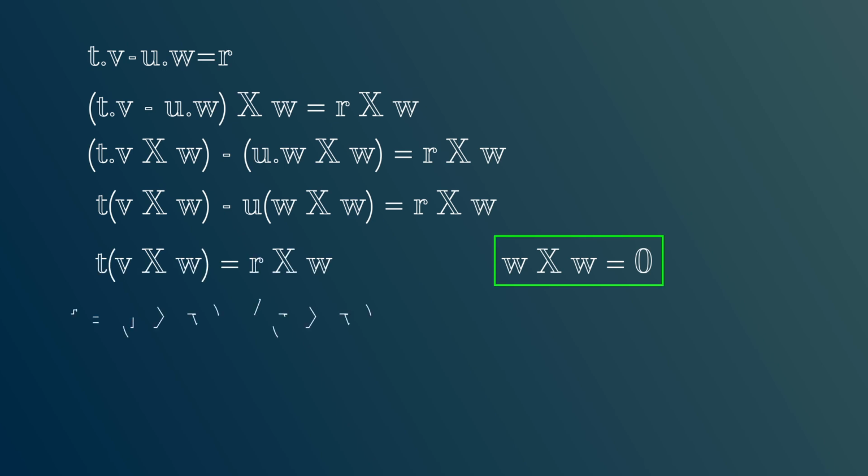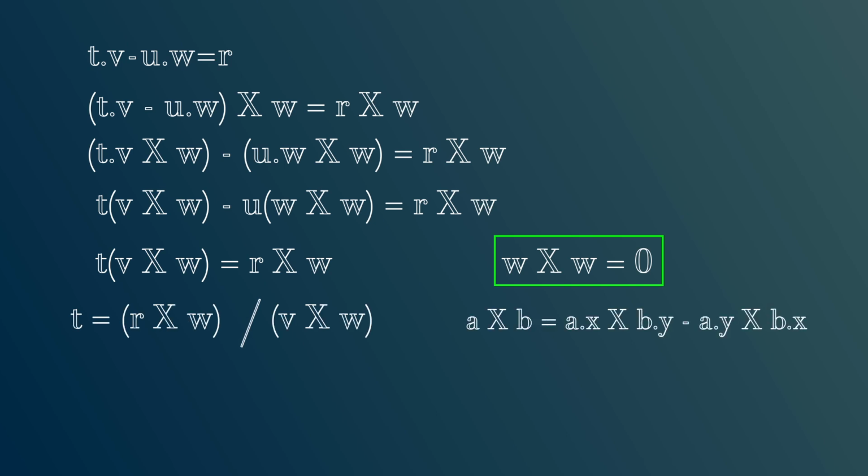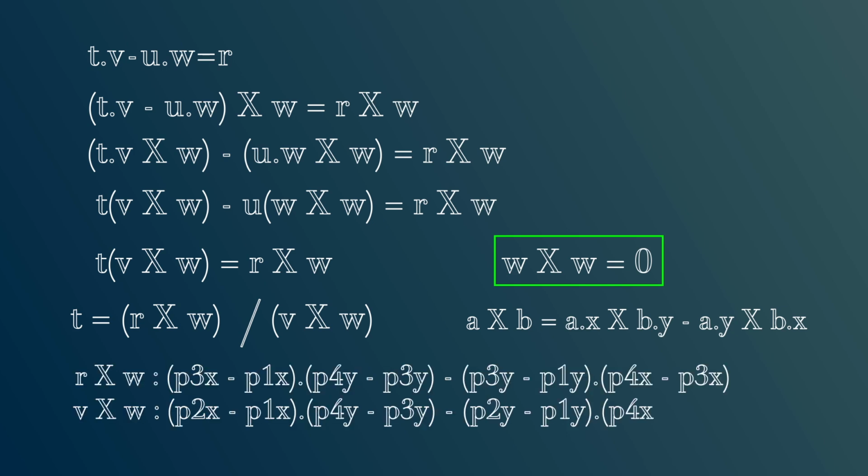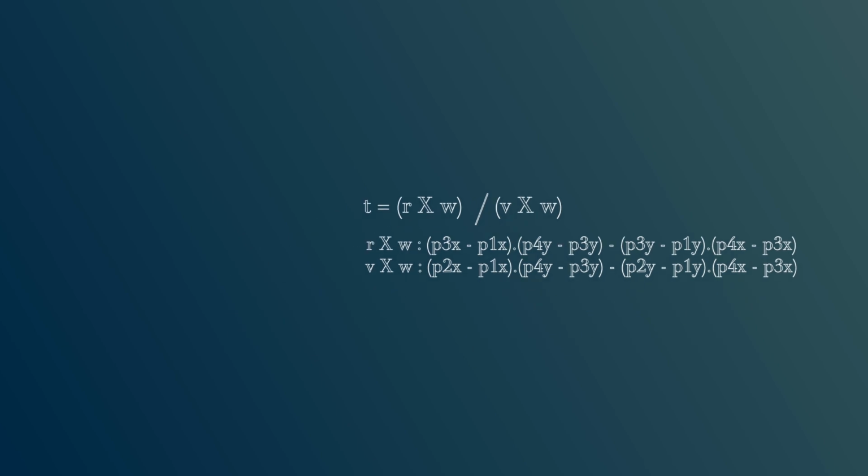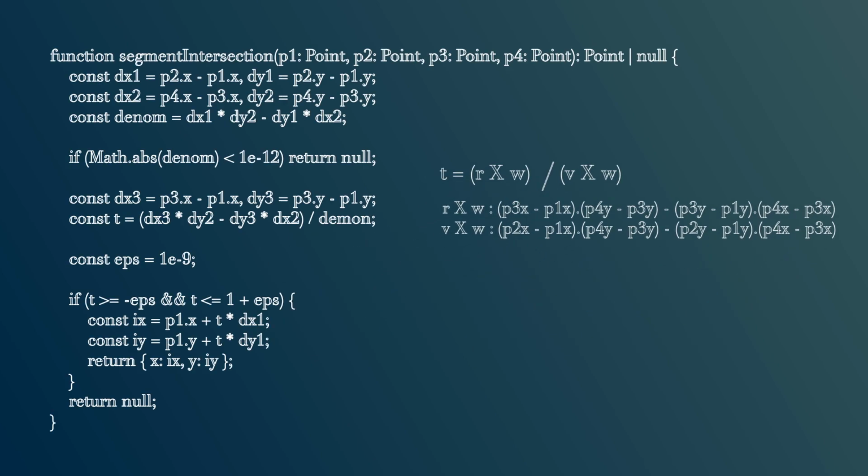We can now isolate t by dividing both sides by the scalar. We now plug in the 2D cross product definition. The numerator becomes this. The denominator becomes this. And that's exactly the formula for t we compute in the function. Now we are in the final steps. First, we use this calculated t and plug it back into the equation to get the intersection point.